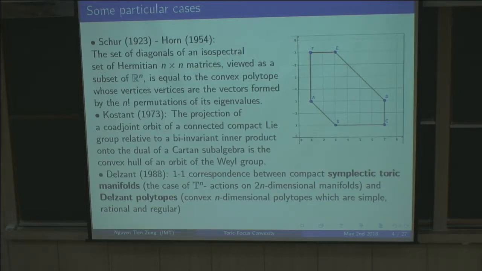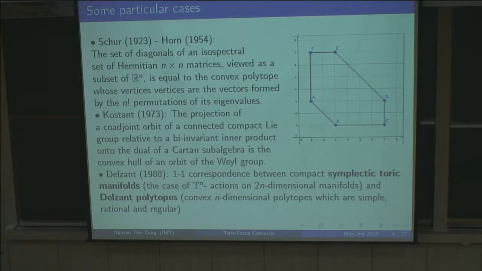And then it was generalized by Kostant to any coadjoint orbit of a compact group. And a particular case is the so-called symplectic toric manifolds, which were classified by Delzant via the polytopes of the T^n action. A symplectic toric manifold here is a symplectic manifold with a torus action of half the dimension. The action is supposed to be effective, and the dimension is the maximal possible.